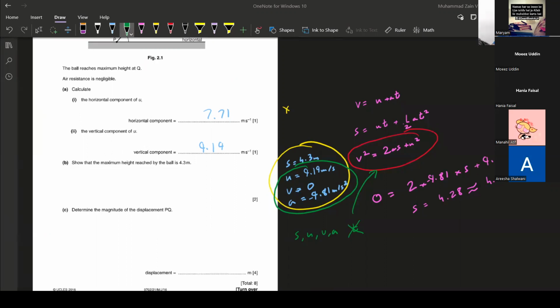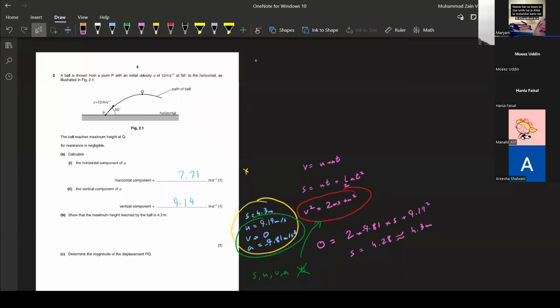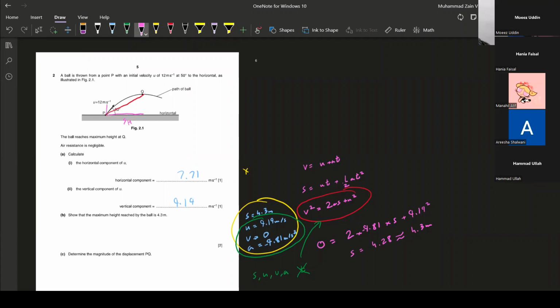Okay. So now the next part is determine the magnitude of displacement PQ. We now need to determine the magnitude of displacement PQ, this whole displacement. And obviously, when there's a displacement which has an angle with the ground, it would have 2 components: a horizontal component, which would be SH, and a vertical component, which would be SV. When we apply the Pythagoras theorem and find the sum of these 2 displacements, we'll get PQ, which is the actual displacement.